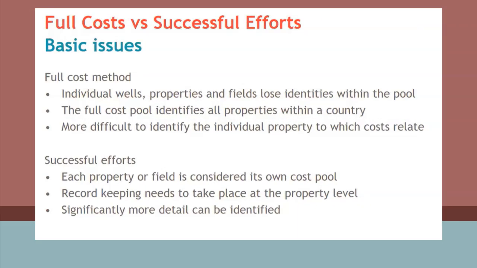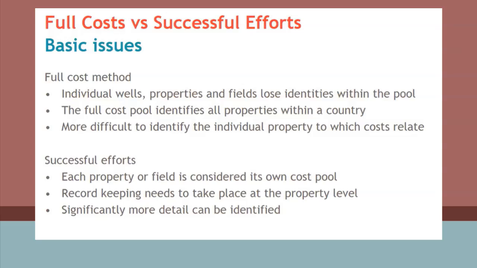All right. The basic differences, and this is just high level. Under full cost, all of the properties and fields lose their identity, and they're included in the full cost pool. That full cost pool is based on country. So any of our clients that might have just properties in the U.S. only have one full cost pool. It is a challenge because they lose their identity. It is more difficult to identify the individual property to which to relate cost. That is a challenge that the companies face, as well as we face as we go through our audit procedures.